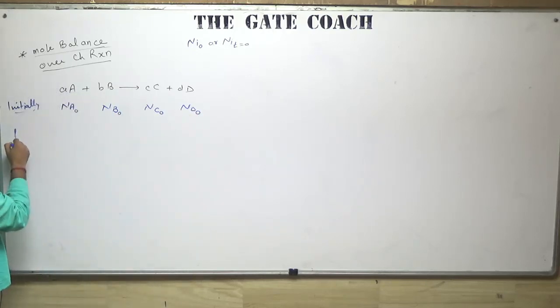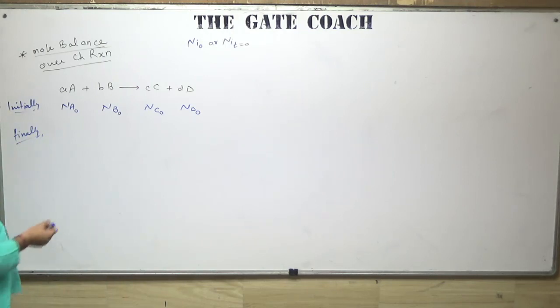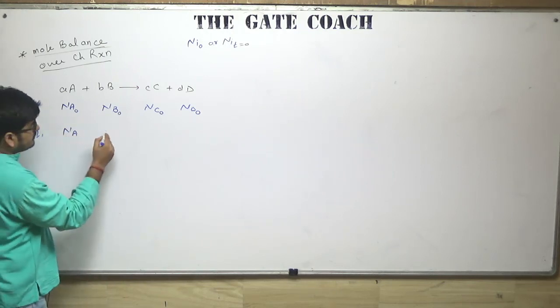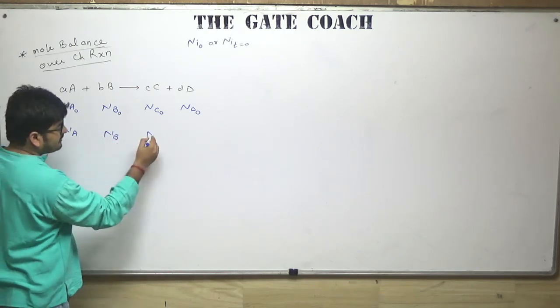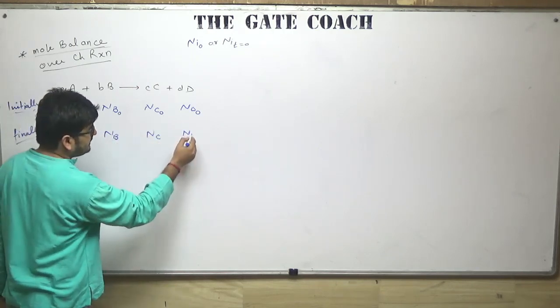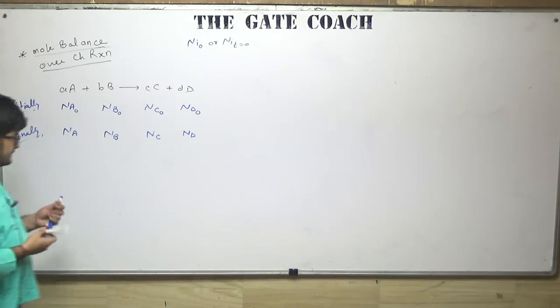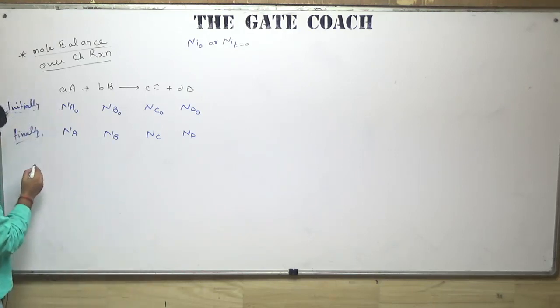At any time t, or we can say finally, at any reaction time t, it will be Na. Moles of A at time t, moles of B at time t, moles of C at time t, and moles of D at time t. So let's talk about the mole balance. So first we will apply the mole balance.